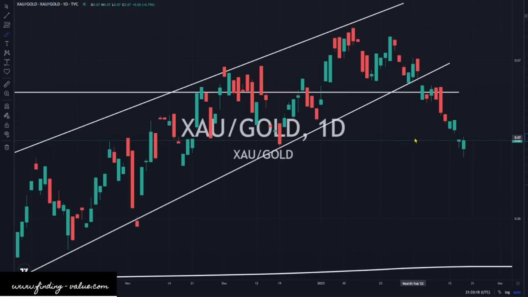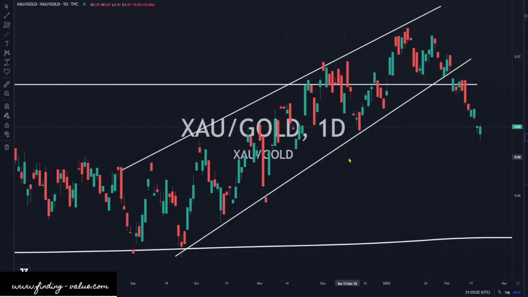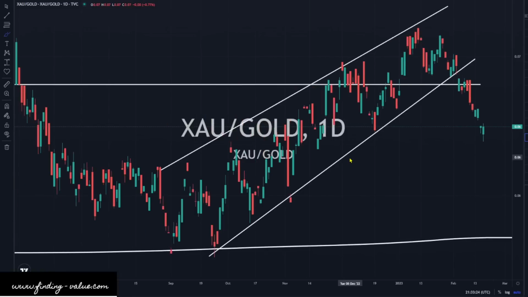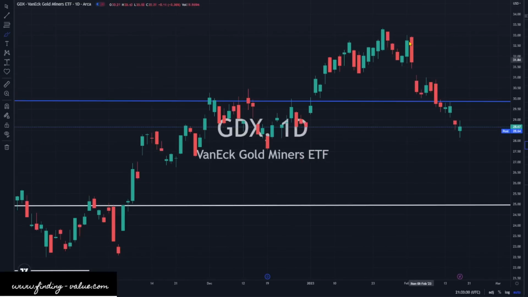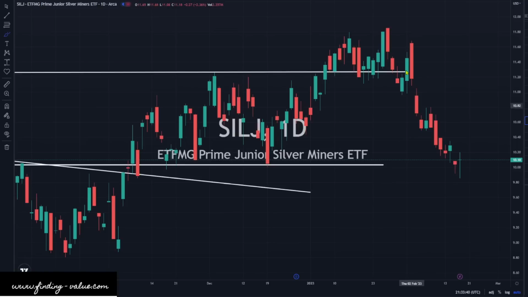XAU to gold ratio, slightly lower today. Again, we got to see this thing firm up. Haven't seen that firm up yet. We've got GDX slightly lower today. Again, we're still in this, we're not bottoming yet. We're still in this momentum downward move. I got to see some buying pressure step in here and reverse it for me to turn bullish. SILJ, same thing. Lots of selling pressure coming down. I got to see that turn, and I haven't seen the turn yet.